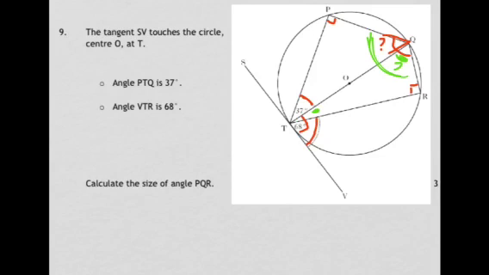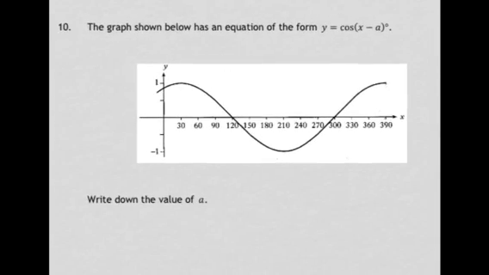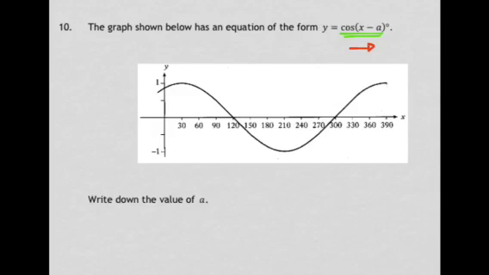Question 10. The cosine graph. Now the minus a part inside the bracket just means your cosine graph has been moved to the right a units. So what does a cosine graph normally look like? The cosine graph normally looks like this. Let me dot it in for you. That's what a cosine graph normally looks like.